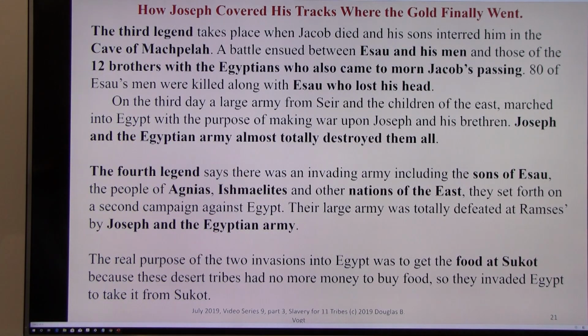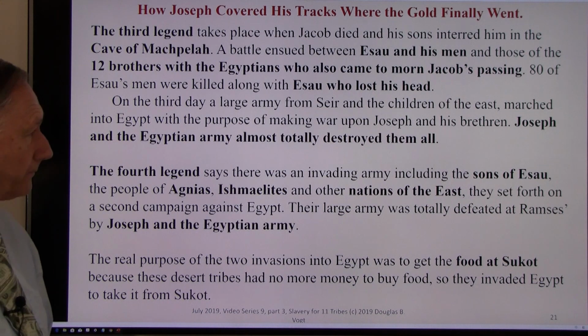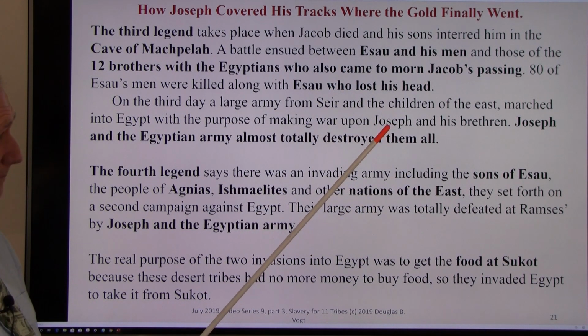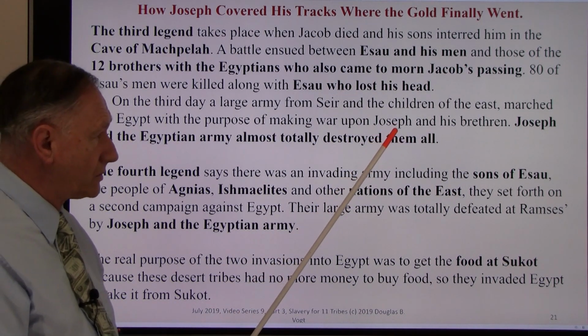Third and fourth dreams. On the third day, a large army from Seir and the children of the east marched into Egypt with the purpose of making war upon Joseph and his brethren. Joseph and the Egyptian army almost totally destroyed them. Now, Joseph was alive at this point. So this is probably when he was prime minister still.